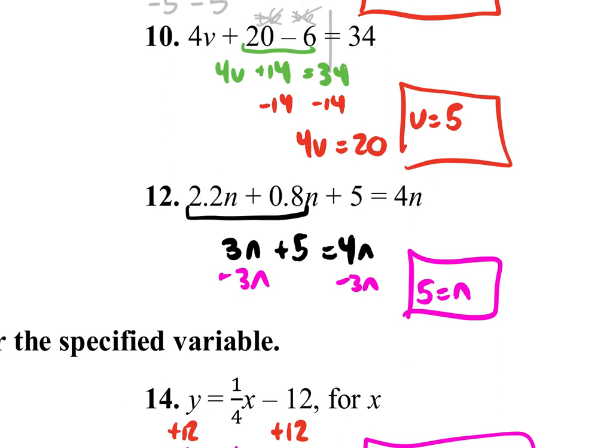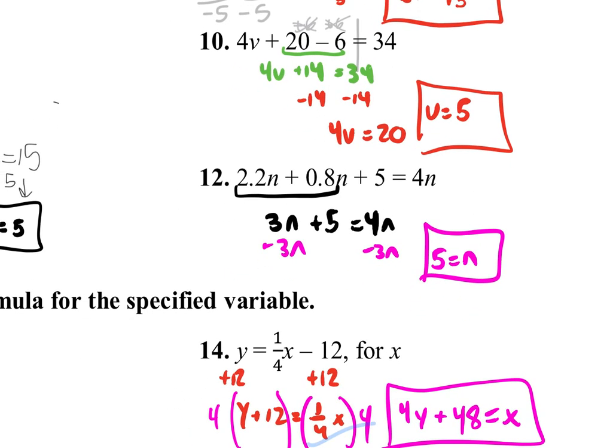Here we have the like terms, variables on the same side, and then variables on the other side to bring over to get n is equal to 5.